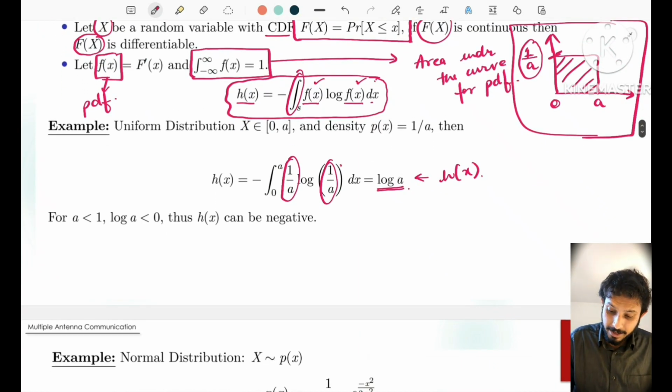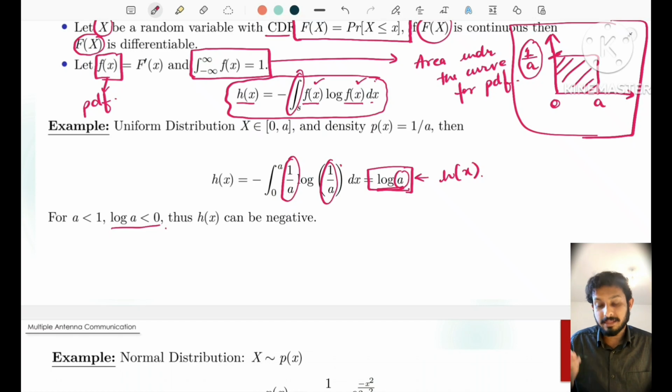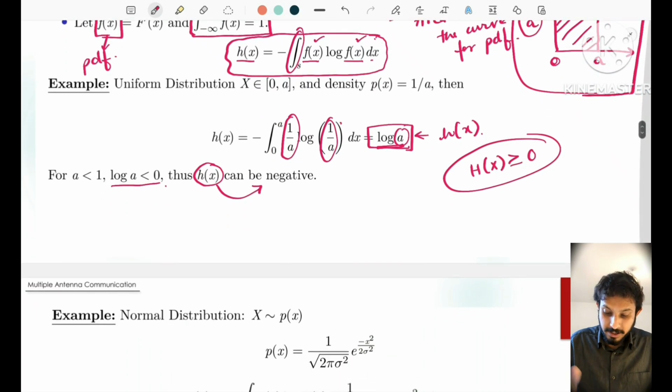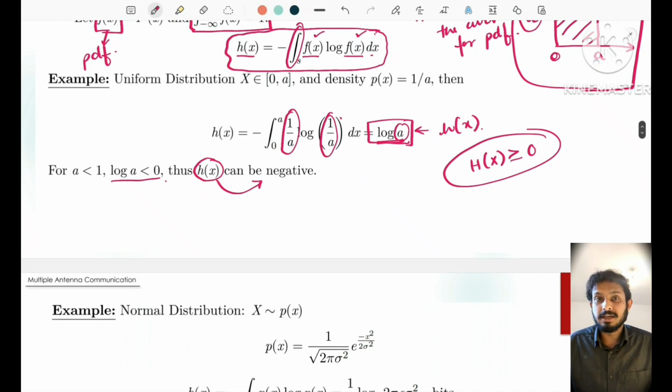And since this A can be less than or equal to 1, log of A can also be less than 0. And thus we can have a negative entropy here in case of a continuous random variable. Whereas for the discrete random variable, we have seen that the entropy h of x is always greater than or equal to 0. But here h of x can be negative.